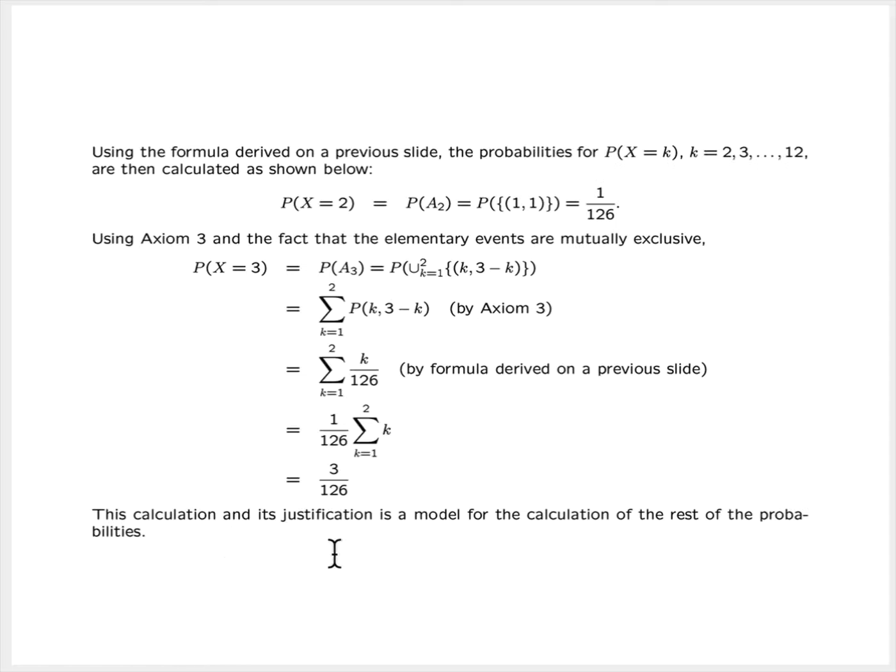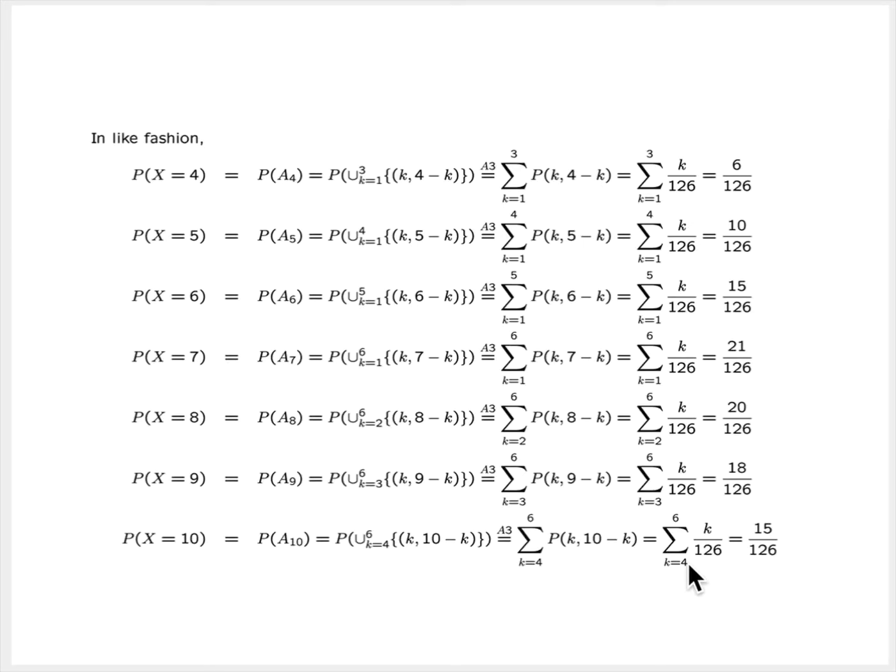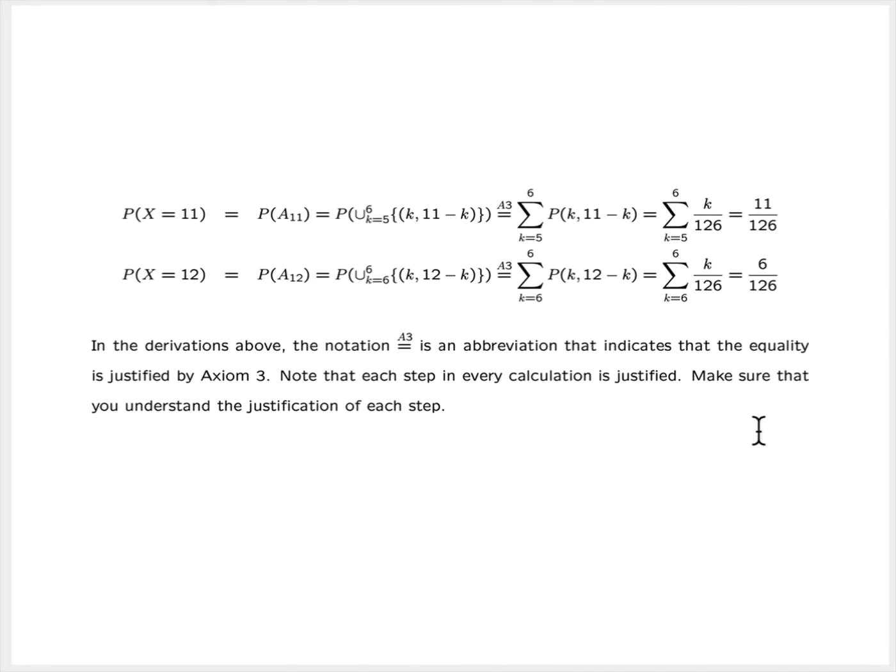Now this calculation and its justification is a model for the calculation of the rest of the probabilities. And so we'll just write those down here without going into a lot of detail. And so the probability that x is equal to 4 is equal to 6 over 126. The probability that x is equal to 5 is 10 over 126, and so forth. All right, and finally, down here for x equal to 12, the probability that x is equal to 12 is equal to 6 over 126.